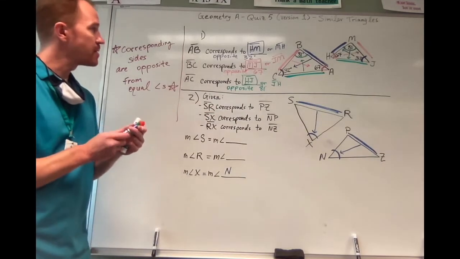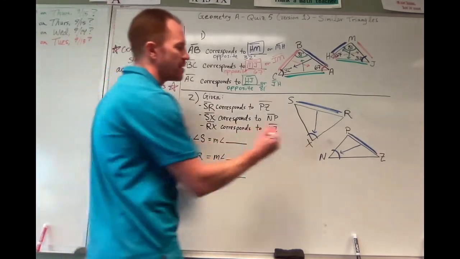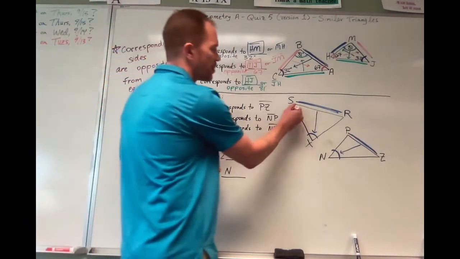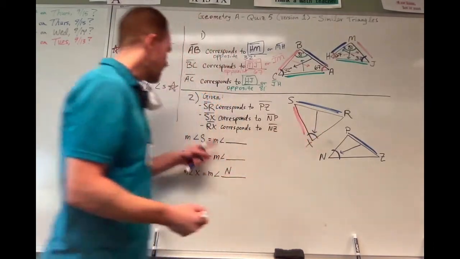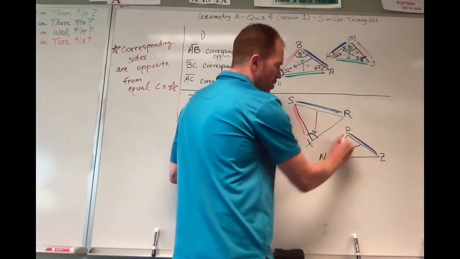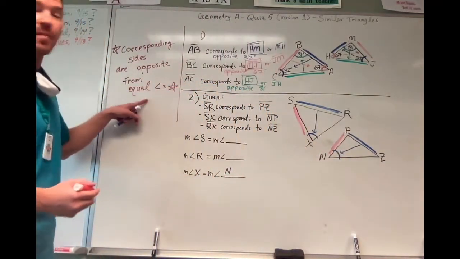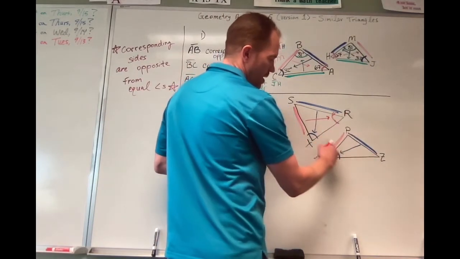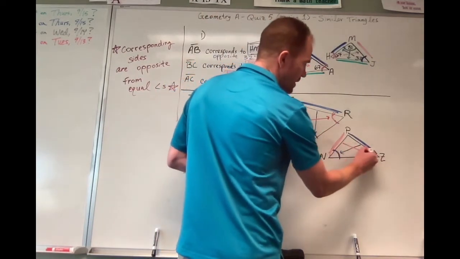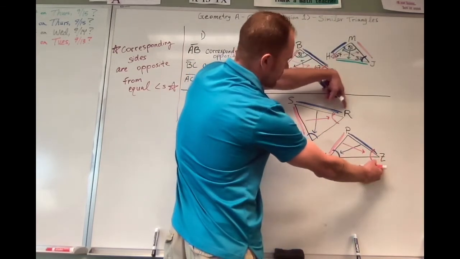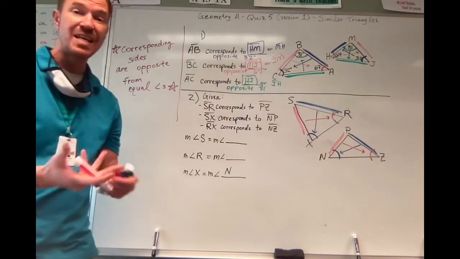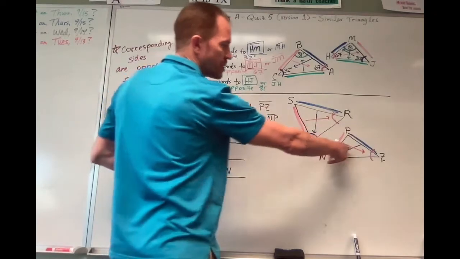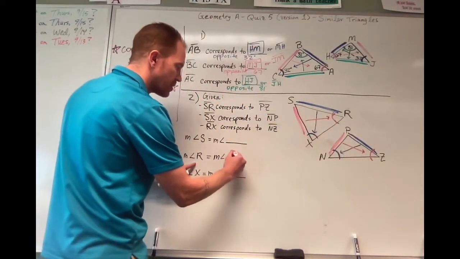SX corresponds to NP, so I'll do both of these in red. I'm going to get a different red marker because that one's not showing up great. That's a little bit better. SX corresponds to NP, and corresponding sides are opposite from equal angles. So SX is opposite from angle R, and NP is opposite from angle Z. So these 2 angles in red must be equal. Angle R is equal to the measure of angle Z.